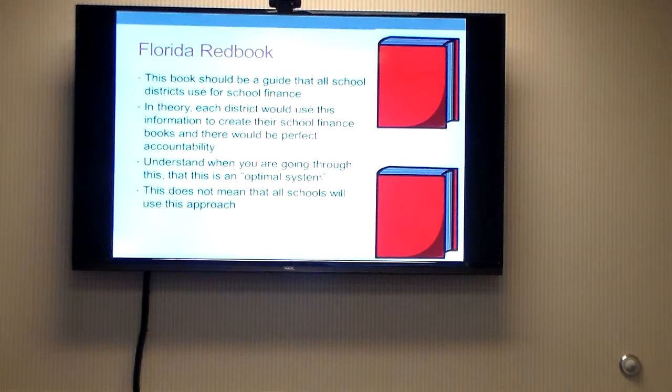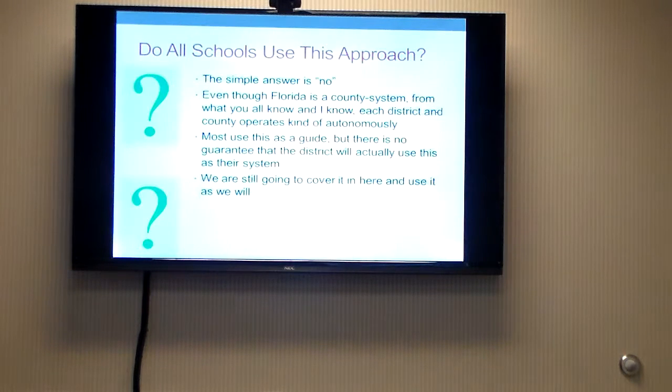So what you need to know: this really is a guide that all districts use for school finance. Not all districts are going to do exactly what is suggested here. They should, but this is an optimal system. This is what all schools should use, and these are the things they need to do to be in regulation. Is that always the case? You know from what you've learned in this class that it's not.